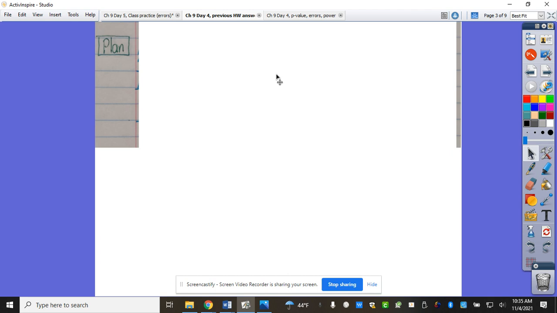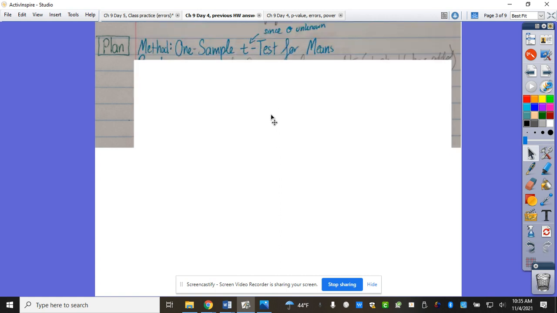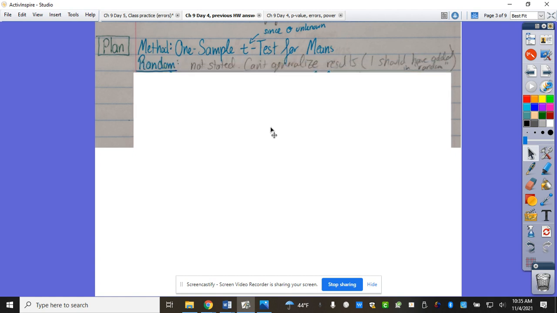All right, so plan, first step is what? Method. This is a one sample which decision? T, Y. Sigma is unknown, and then it is continuing to test for means. This is the one that I messed up in this class. I forgot to type the word random. You can't generalize your results. I don't really care what you write there because that was my fault.